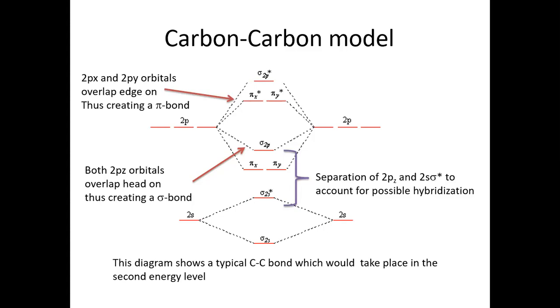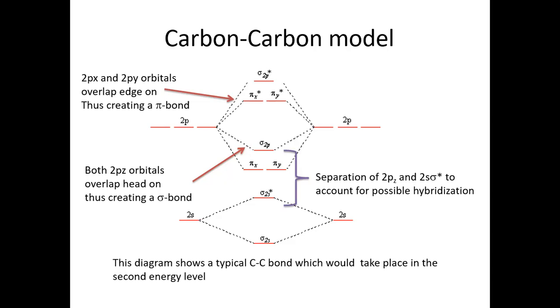And what you'll notice on this particular diagram is that you have three p's and then the two s's. So 2s and then 2p, but that p is broken down into px, py, and pz. For the 2s, you have a bonding and anti-bonding, a sigma and sigma star. For the p orbitals, you have a sigma and two potential pi's: pi x and pi y, and then sigma 2p, right there in the middle. Above that are your anti-bonding orbitals.